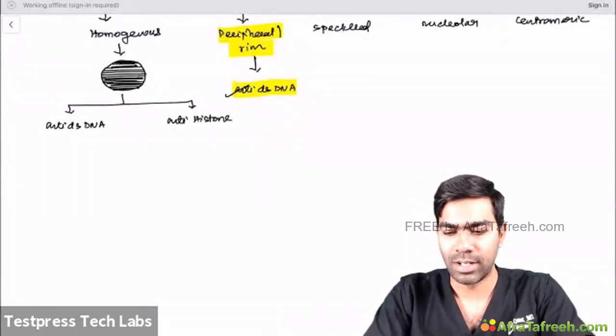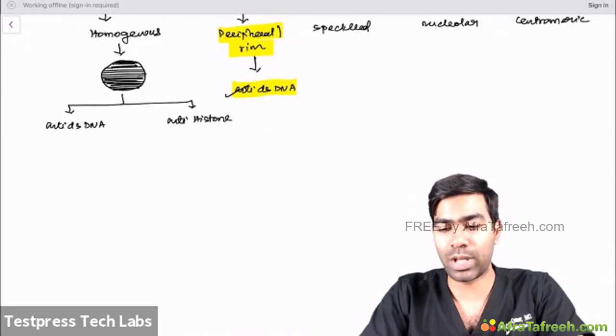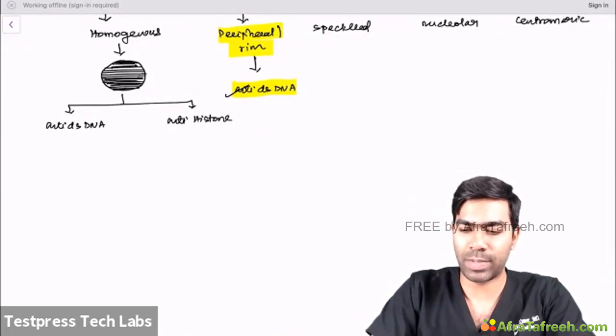That's all, nothing else. So as far as the speckled pattern is concerned, we have two types of speckling. One is called coarse speckling.